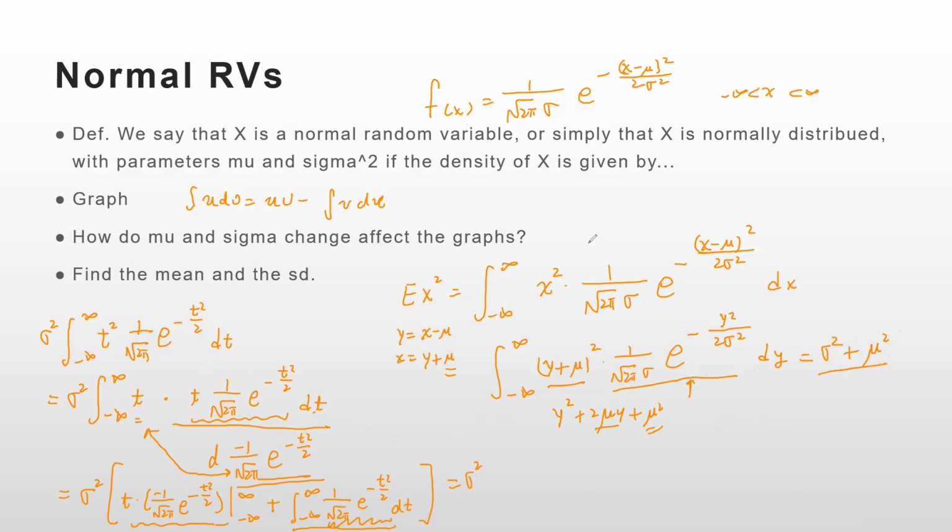And then the variance equals the second moment minus the first moment squared. So you have mu squared plus sigma squared minus mu squared, which is sigma squared. So sigma squared is indeed the variance, and the standard deviation is sigma. So these notations match.